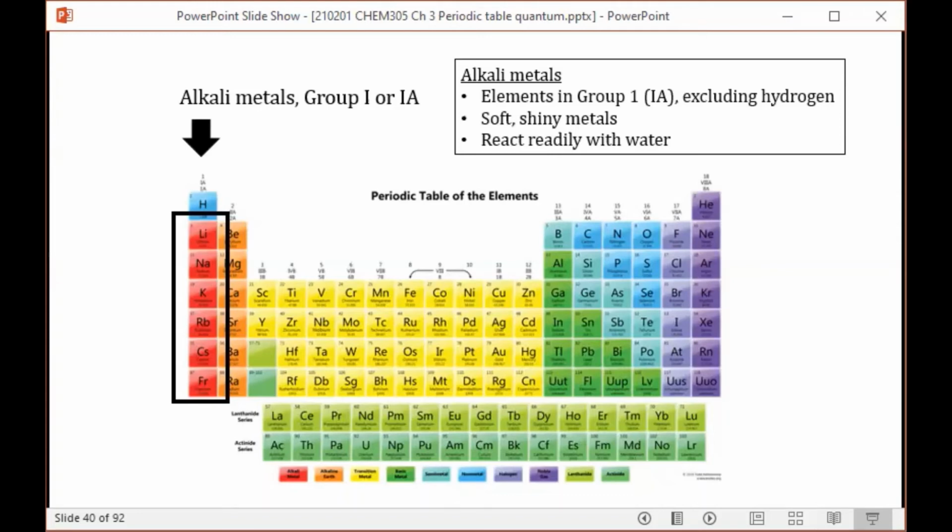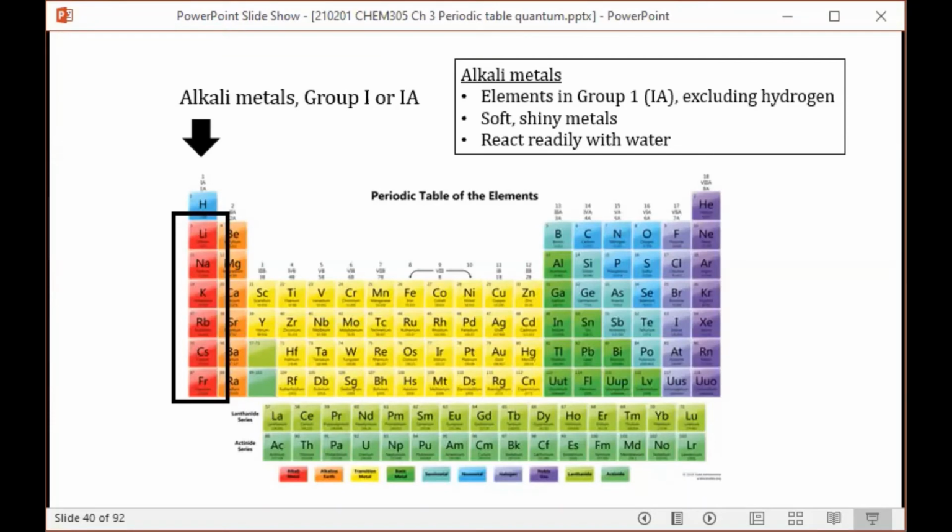It's useful to be able to name specific groups in the periodic table because they're very important chemically, and they're ones we're going to be referring to a lot throughout the class. So the first one all the way over on the left is called the alkali metals, and we call this group 1 or group 1A. And so they're all the elements in group 1 excluding hydrogen. They're all soft, shiny metals, and they react readily with water.